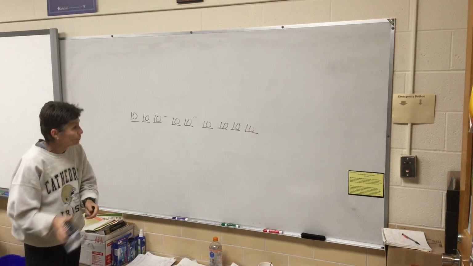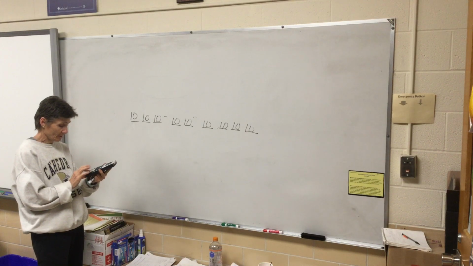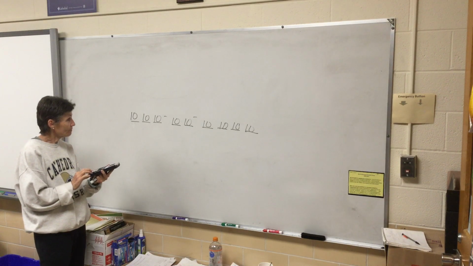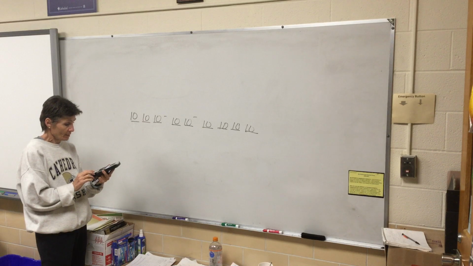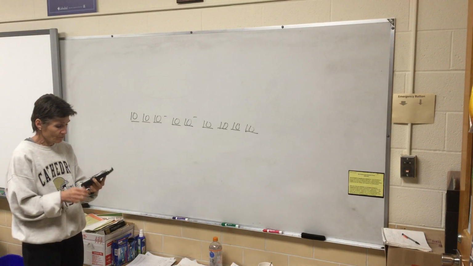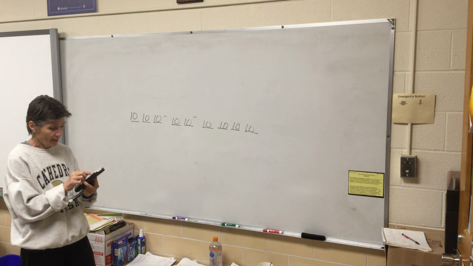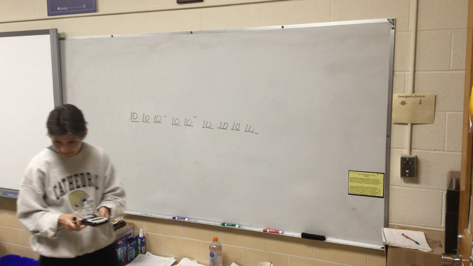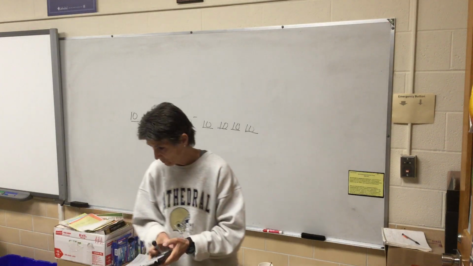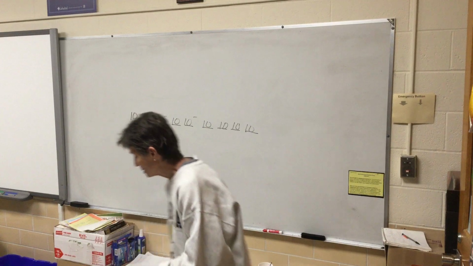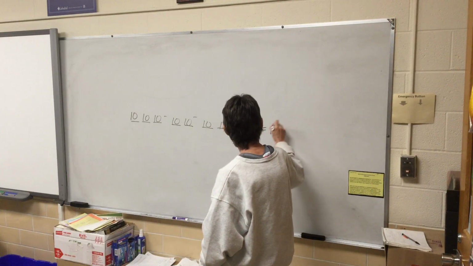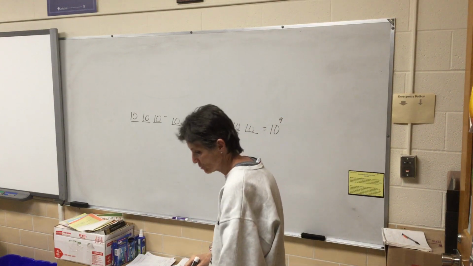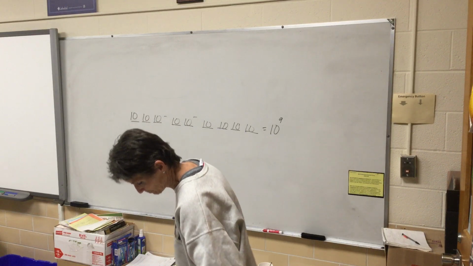So the answer would be a big number. Lots of zeros. Let's see. 1, 2. I got a billion. Did you get a billion? 10 to the 9th. A billion social security numbers.